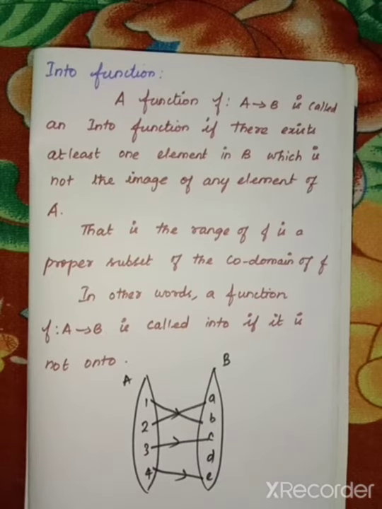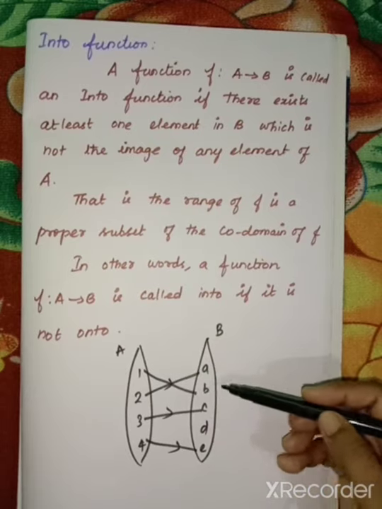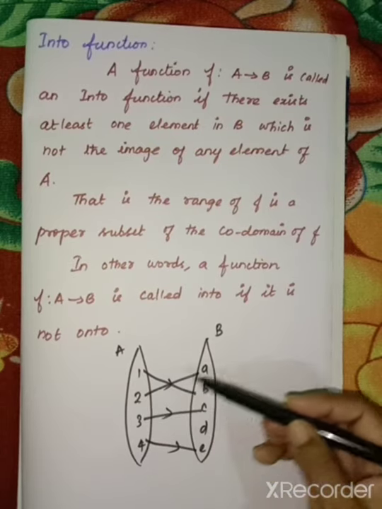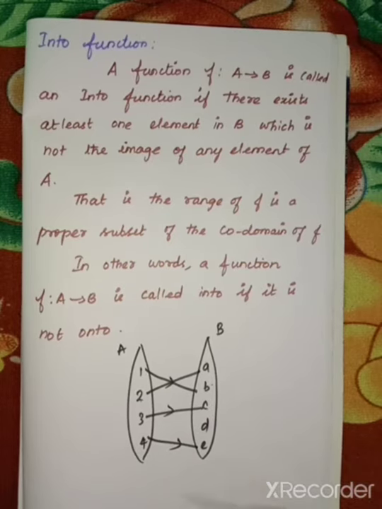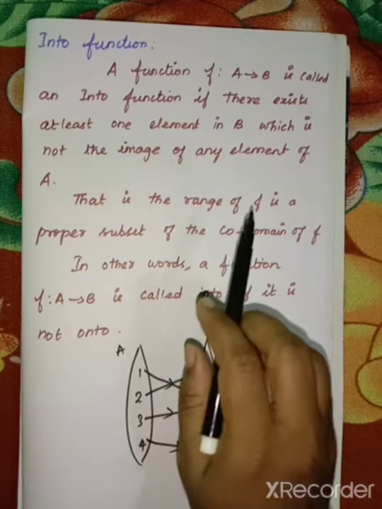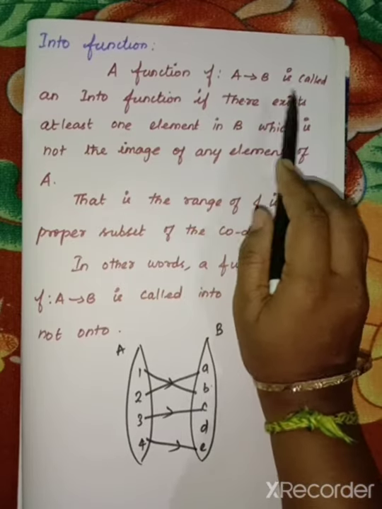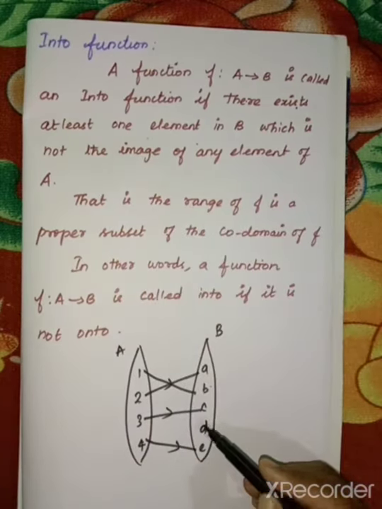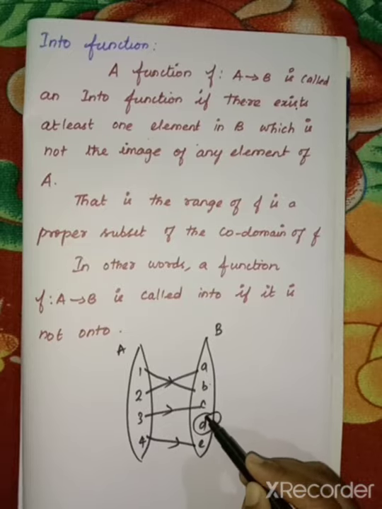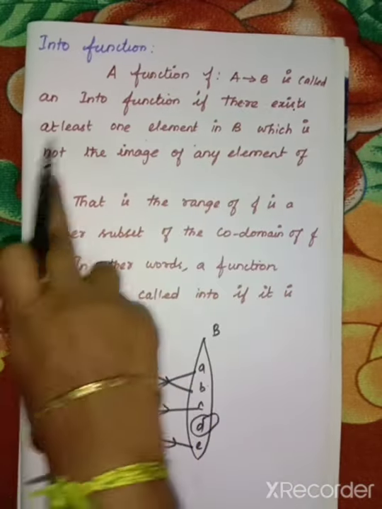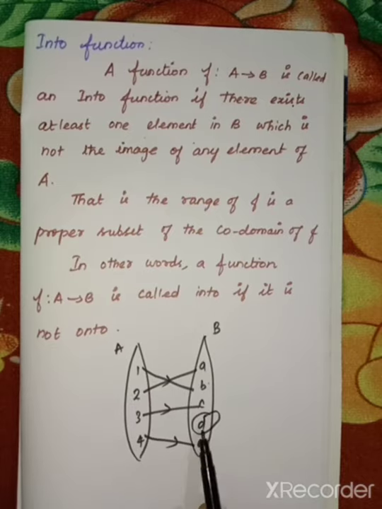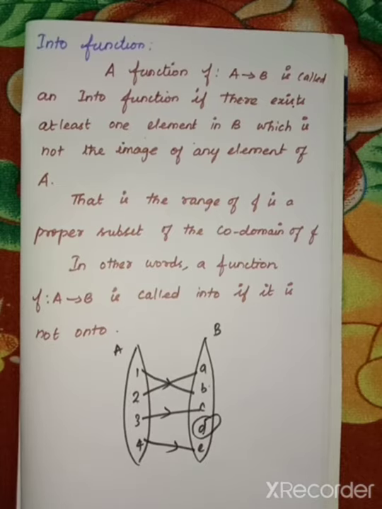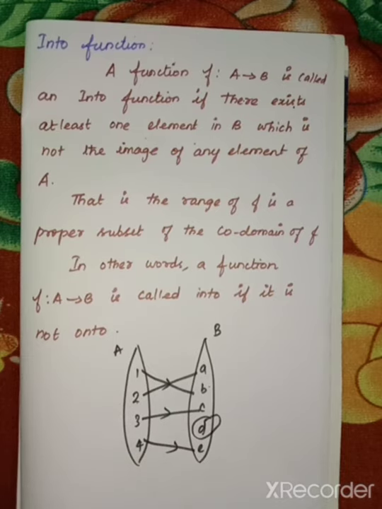So here I have drawn the diagram. For 1 we have the image B, for 2 we have the image A, for 3 we have the image C, for 4 we have E. So what is the definition? There exists at least one element in B, here we have one element in B, which is not the image of any element of A. In D there is no image, so it is an into function.